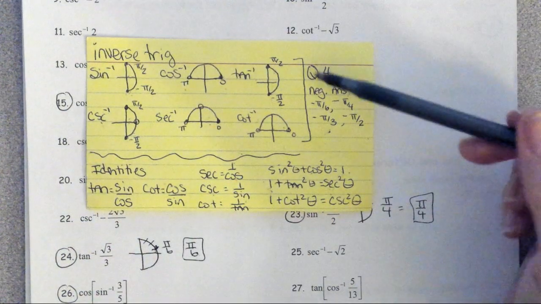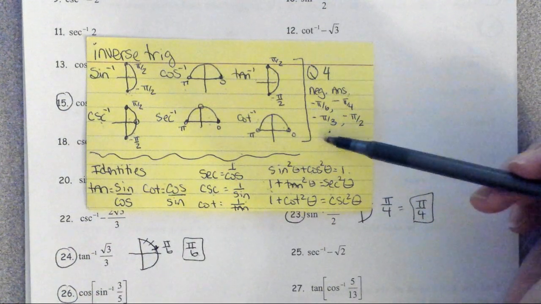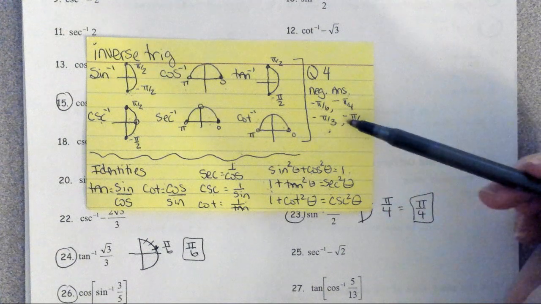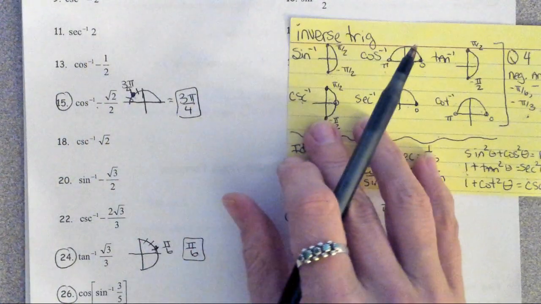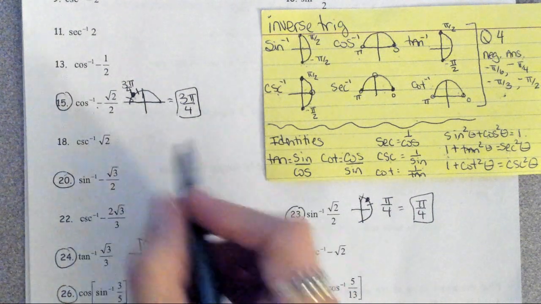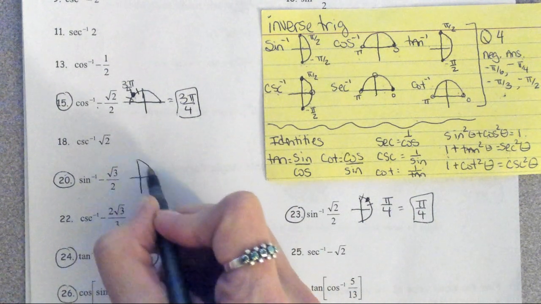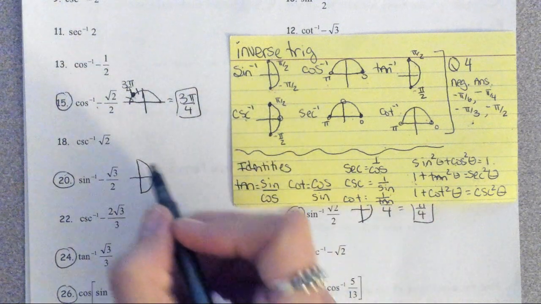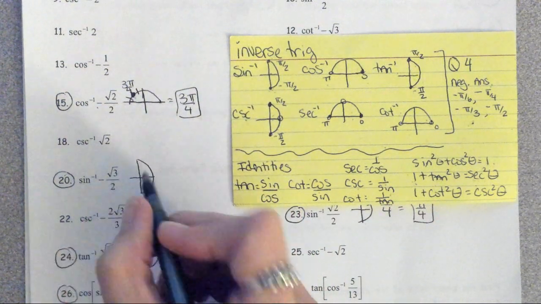But on my note card, I wrote something over here. I said anytime you get an answer in quadrant 4, you need to rewrite it as a negative. So let's go do one that does that. Let's go do number 20, just so you can see what that looks like. So number 20, they want sine inverse. So again, I'm thinking quadrants 1 and 4. It's a negative root 3 over 2.